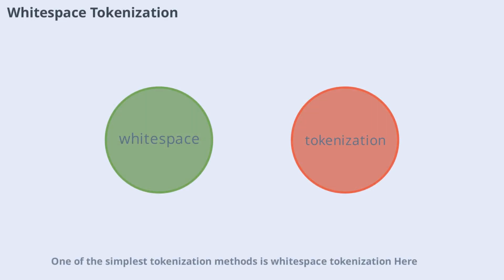One of the simplest tokenization methods is whitespace tokenization. Here, text is split into tokens wherever there's a space. While this works well for many languages, it can miss important details like punctuation or compound words. Whitespace tokenization is fast and easy to implement, making it a common choice for basic tasks or quick prototypes.